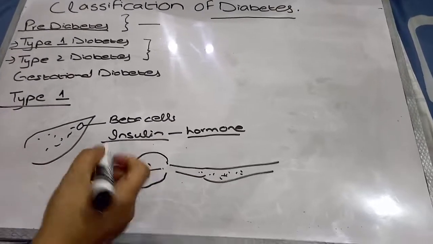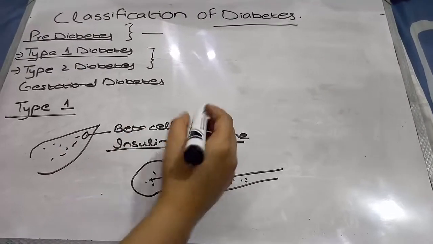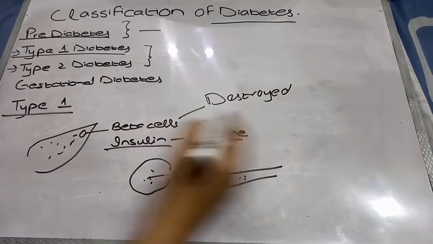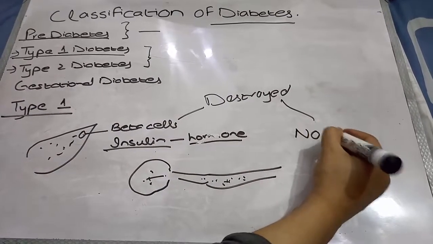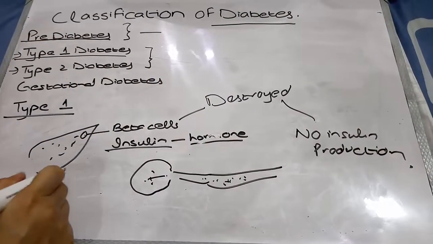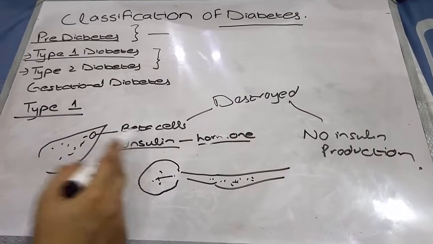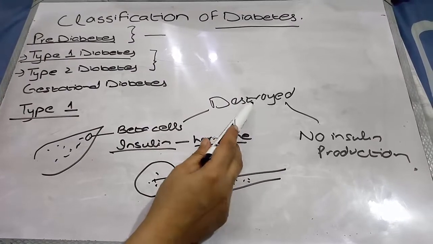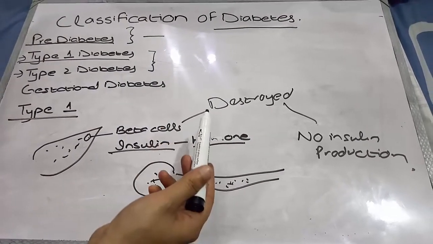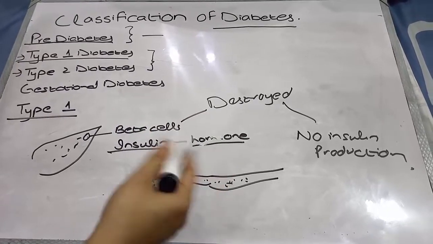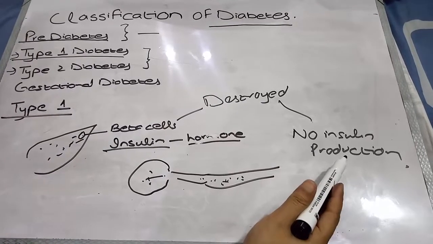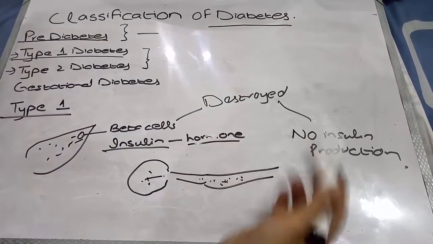In type 1 diabetes, these beta cells are destroyed. So obviously, if you have a destroyed beta cell, there will be no insulin production. Basically, in type 1 diabetes, the beta cells which are responsible for insulin production are destroyed. There are a number of factors why these are destroyed. It could be due to immunological factors, an autoimmune disease in which your own body destroys these beta cells, and the quantity of insulin production decreases, and sometimes it is not even produced.